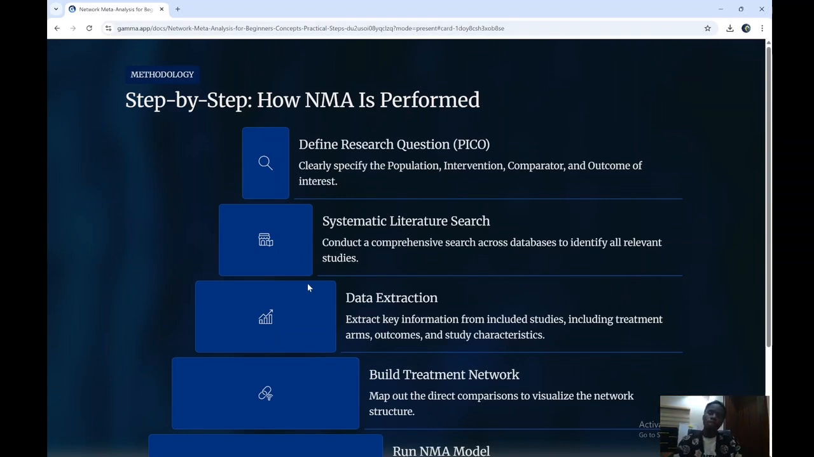Okay, so remember, the first thing to do is to define your research question. You do your systematic literature search for your effect of intervention meta-analysis research question, then you extract the relevant data in several treatment arms that you're going to actually query in. Then we'll build a treatment network, which is what I'm going to show you in practicals, by mapping out some of the direct comparisons to visualize the network structure. Then we run the network meta-analysis model.